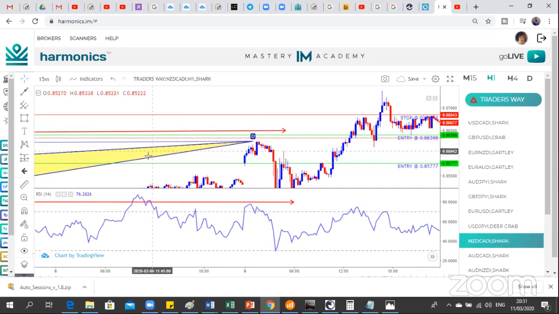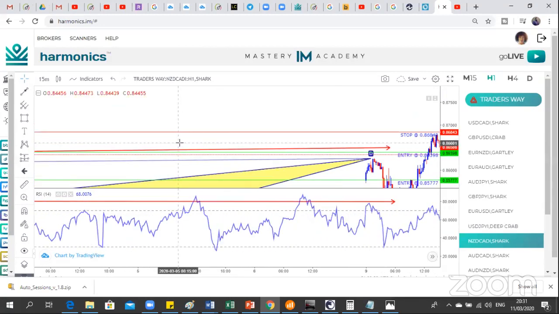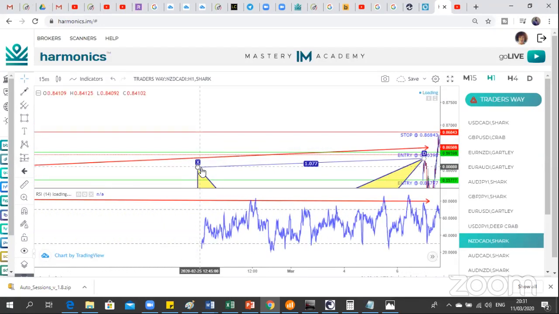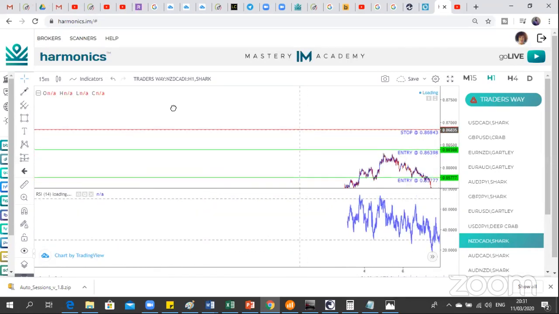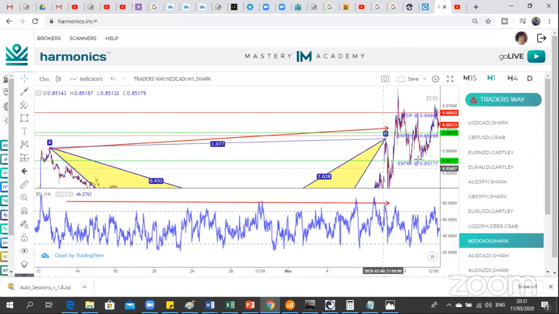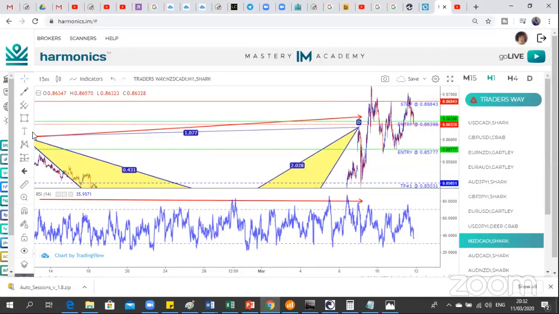My stop loss is above D. Don't forget, above X. Okay, but this one is sharp. So your X is lower. So our stop loss will be the red line. That is 76 pips.